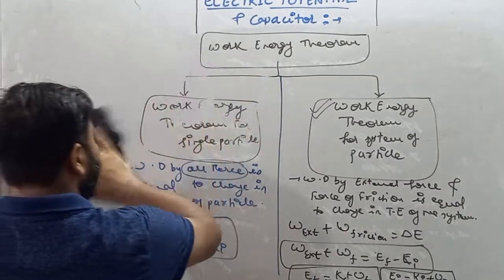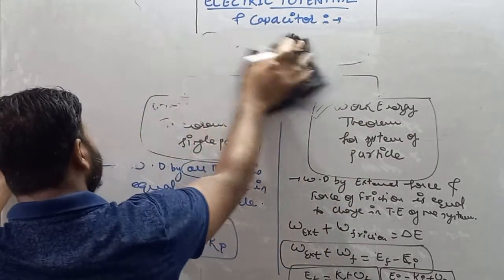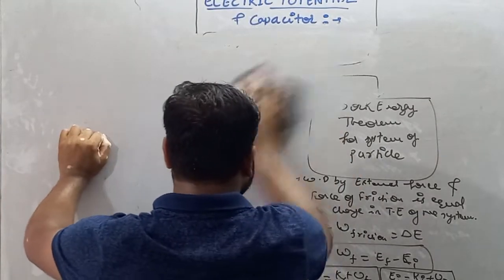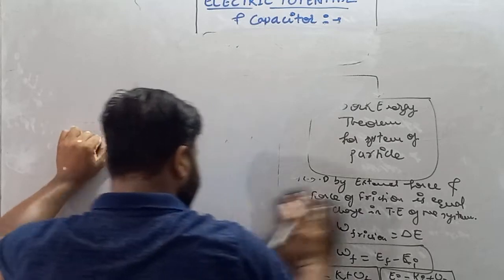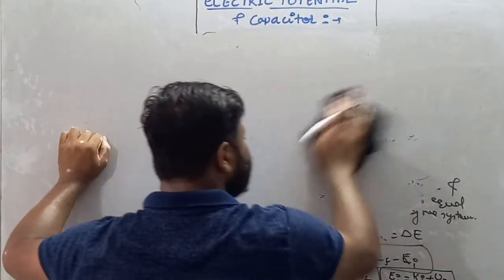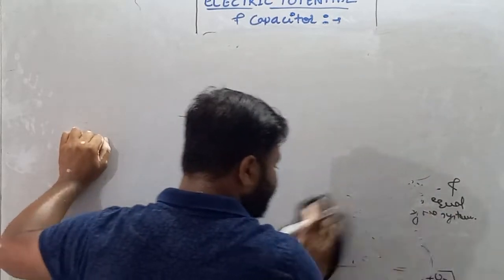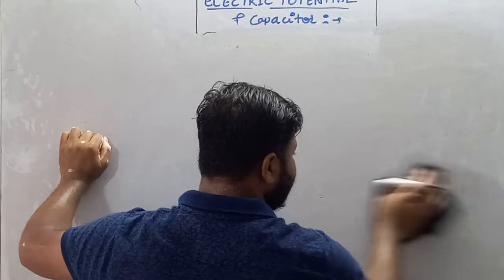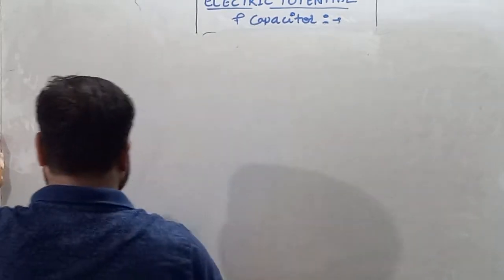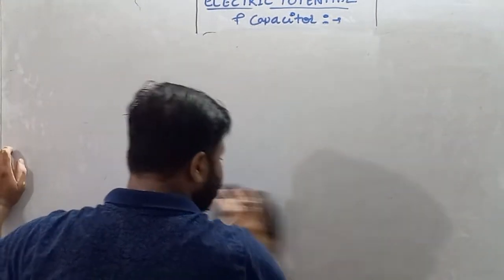So I hope you all understand these two basic theorems. You have to remember these two theorems. These theorems are considered to be the work energy theorem. So the work energy theorem is classified into two types. Remember, one is the work energy theorem for a single particle and the second is the work energy theorem for a group of particles, which is also called a system. For a single particle, the work done by all the forces acting on it will change its kinetic energy.